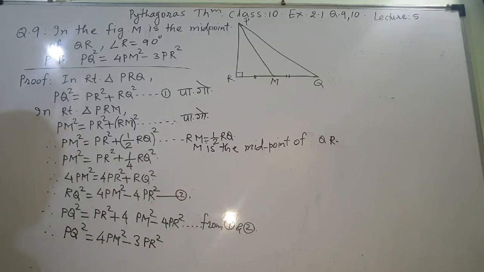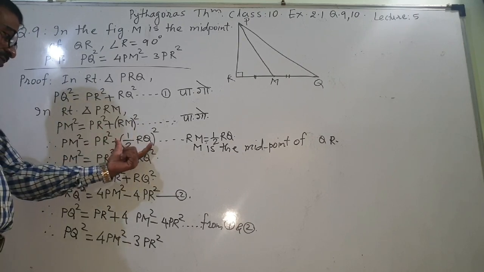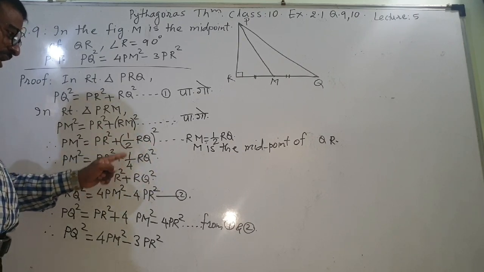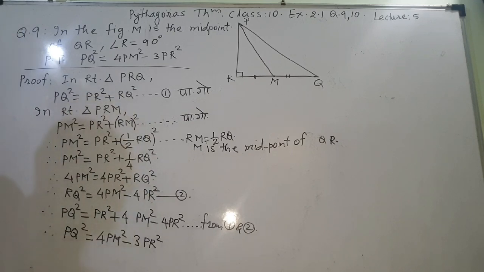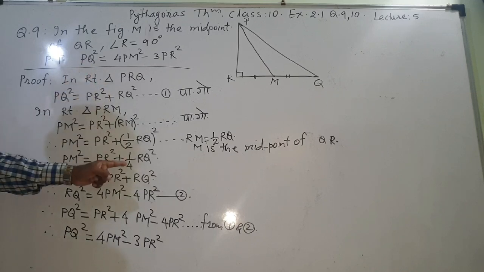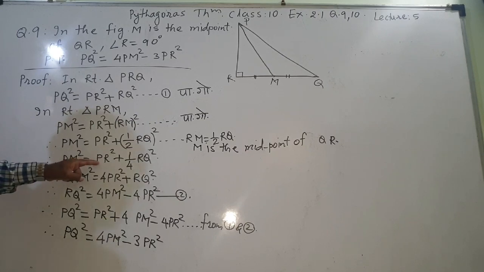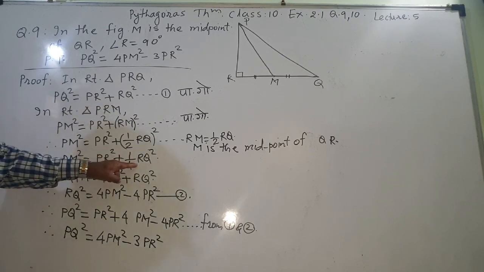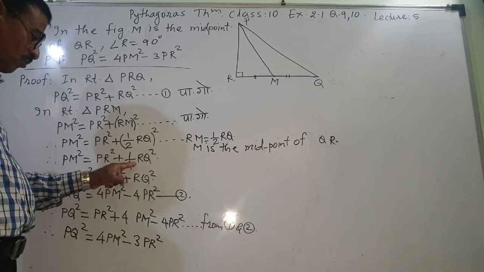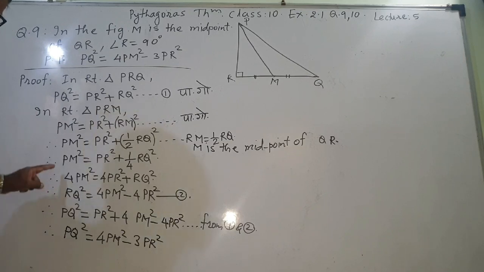Okay. So PM square is equal to PR square plus, now 1 upon 2 square is 1 upon 4, RQ square is RQ square. Now this 4 I don't want in the proof. So I have multiplied each term by 4. Multiply this by 4, multiply this by 4, multiply this also by 4. If you multiply this by 4, 4 will get cancelled and only RQ square will remain. So 4PM square is equal to 4PR square plus RQ square.